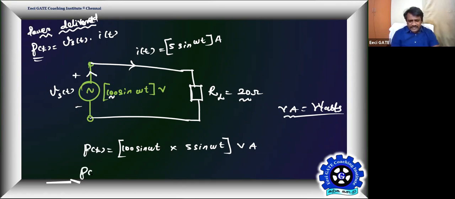Then I can say the instantaneous power p of t has to be small p. Remember that, don't use capital P. Use small p, so small i, small v, and small p. The instantaneous power delivered by the AC source is 500 sine square omega t volt amps, or watts you can say. Better let me call it volt amps. All of you getting this?